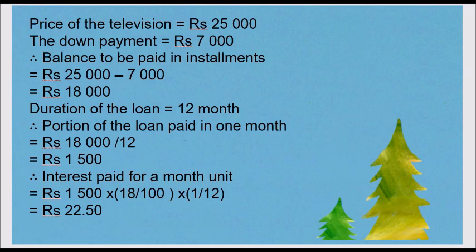Look at this slide. As our first step, you have to find the loan. That means balance to be paid in installments. That is the loan you have to pay. So, you know, there is a price given 25,000 rupees, down payment 7,000 rupees. 7,000 you have to subtract from the price of the television because it's free of the interest.